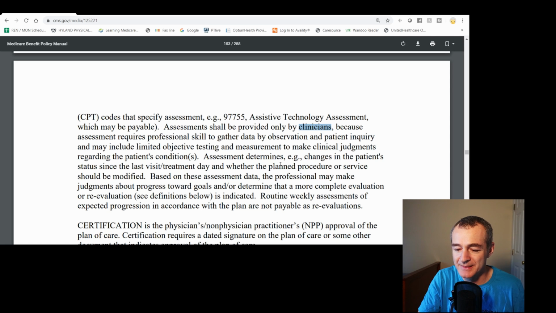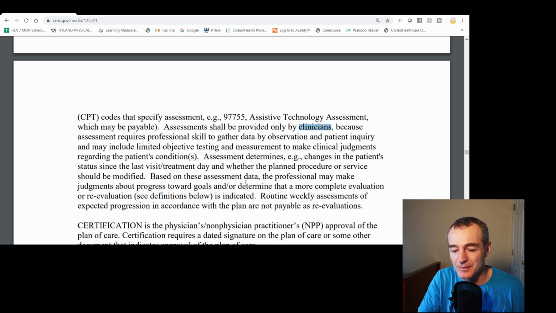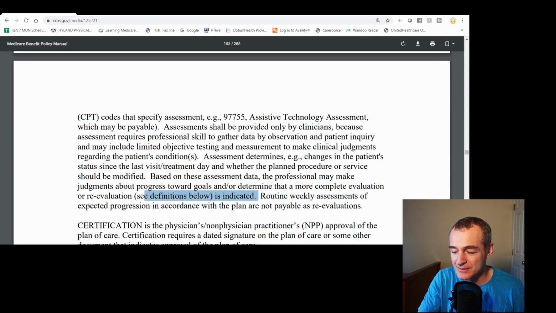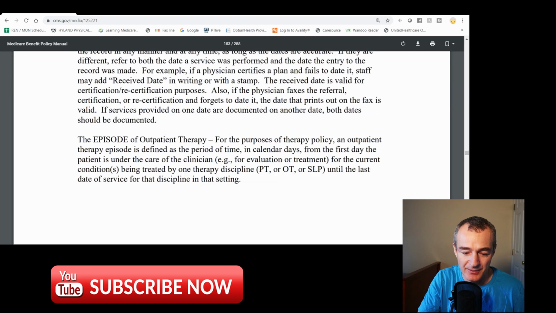The assessment determines changes in the patient's status since the last visit or treatment day, and whether the planned procedure or service should be modified. Based on these assessment data, the professional may make judgments about progress toward goals, and determine if a more complete evaluation or reevaluation is in order. See the definition below. So let's jump down here to reevaluation.